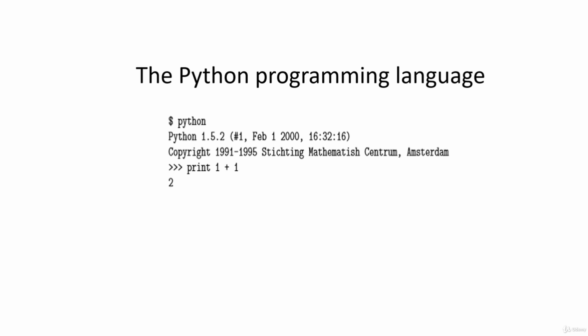See, this is the code. The first line of this example is the command that starts the Python interpreter. The next two lines are messages from the interpreter. The third line starts with this prompt, which the interpreter uses to indicate that it is ready. We typed print 1 plus 1 and the interpreter replied 2.